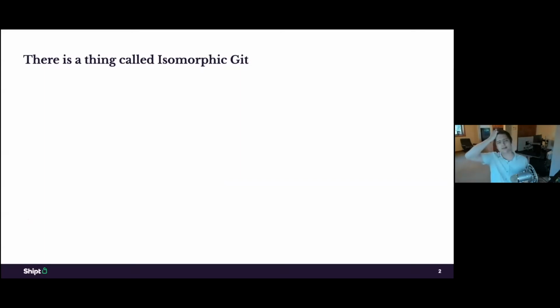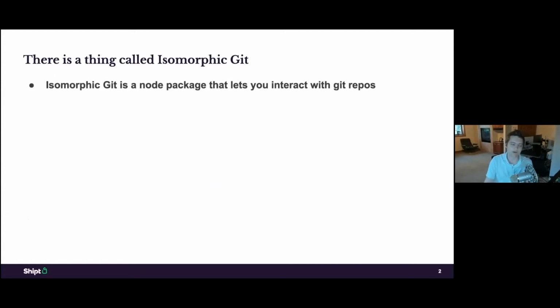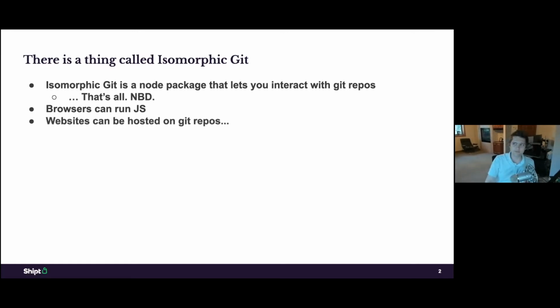So there's a thing called isomorphic Git. And it's not particularly complicated or revolutionary. It's just a node package that lets you interact with Git repositories. It's honestly something that you would expect to exist after you know what all already has an npm package out there. It's not a big deal. Except there's one thing that's kind of weird about it though, which is that browsers can run JavaScript, and websites can be hosted on Git repositories, which someone had an idea, and it wasn't me, but I have a demo of this person's idea here.